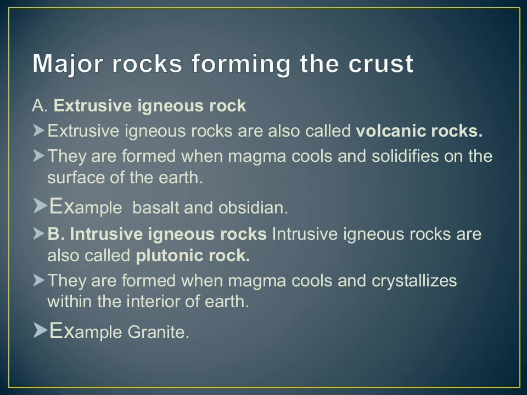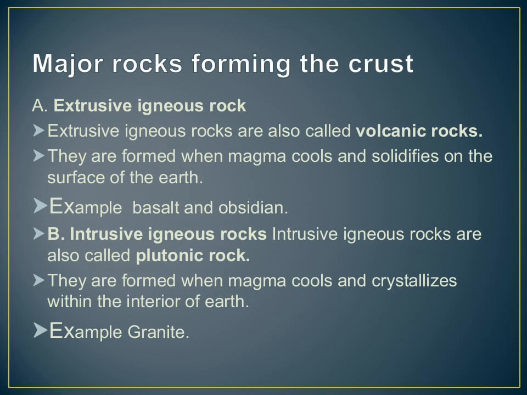Extrusive igneous rocks are formed when the molten rock or magma cools and solidifies on the surface of the earth. There are two major examples of extrusive or volcanic igneous rock. The first is basalt, and the second is obsidian.